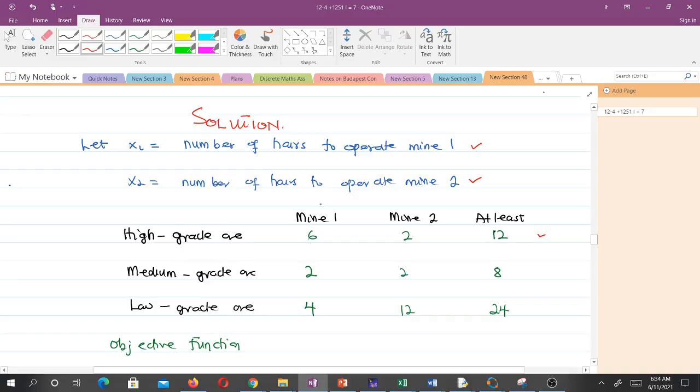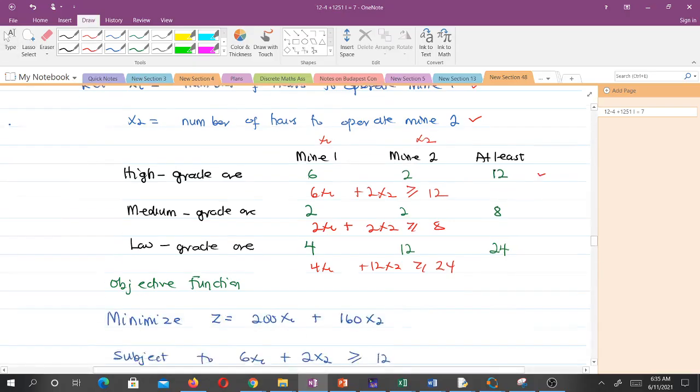So for instance, with this one, this is x1 and this is x2. From here, we can construct the first constraint to be 6x1 plus 2x2, and at least, the mathematical symbol for it is greater than or equal to, so greater than or equal to 12. And this will be 2x1 plus 2x2 greater than or equal to 8. And this will be 4x1 plus 12x2 greater than or equal to 24. So just by constructing this table, we've been able to formulate our constraints from it.